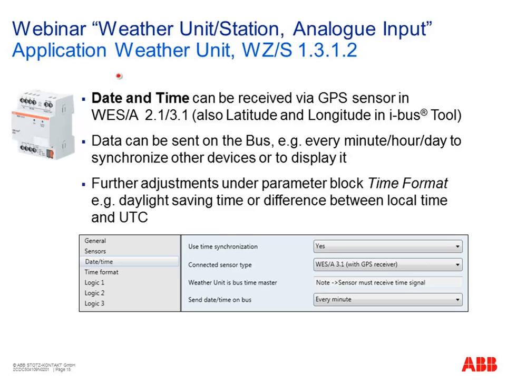Date and time is available thanks to our integrated GPS sensor. And to remember also latitude and longitude if you use the IBUS tool. Date and time can be sent on the bus as a real information to synchronize any other devices. And everything related to this date and time functionality can be adjusted here, including some further adjustments not visible, which has to do with daylight saving time or the difference of your local time to the UTC time and so on. So it can be adjusted here.